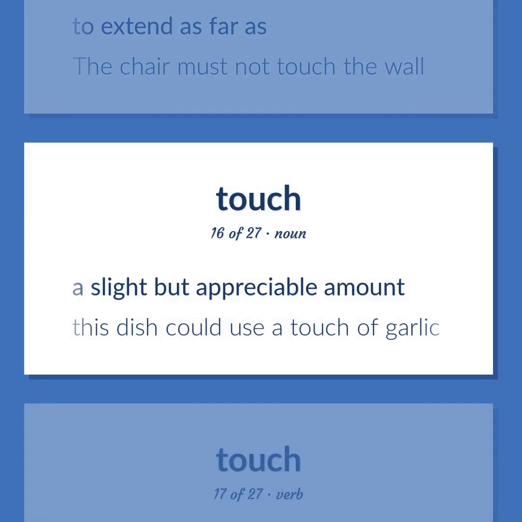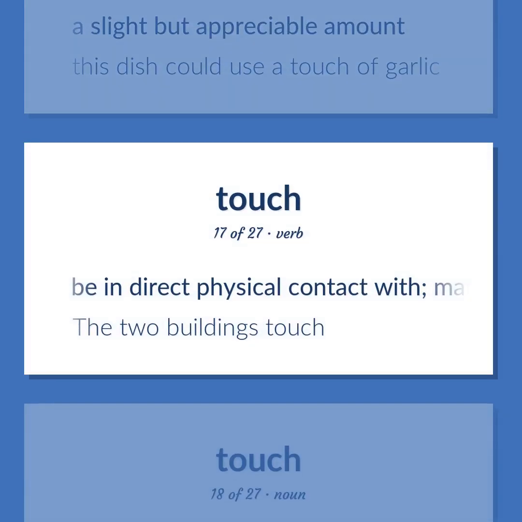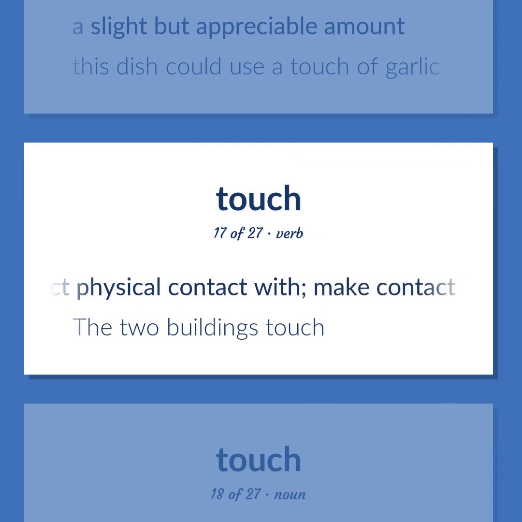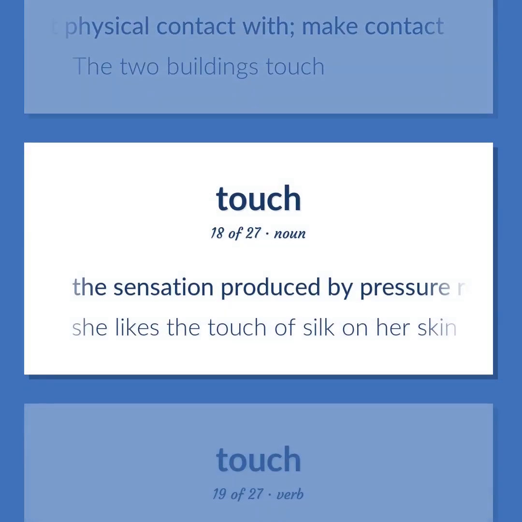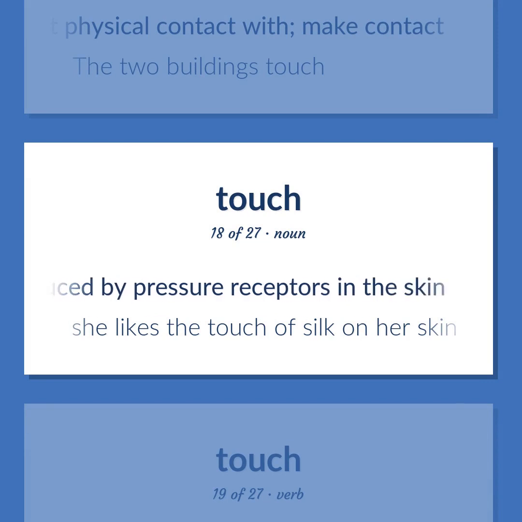A slight but appreciable amount. This dish could use a touch of garlic. Be in direct physical contact with. Make contact. The two buildings touch. The sensation produced by pressure receptors in the skin. She likes the touch of silk on her skin.